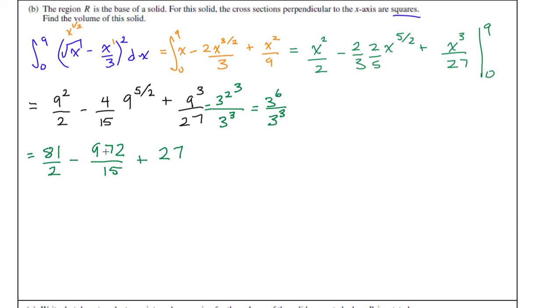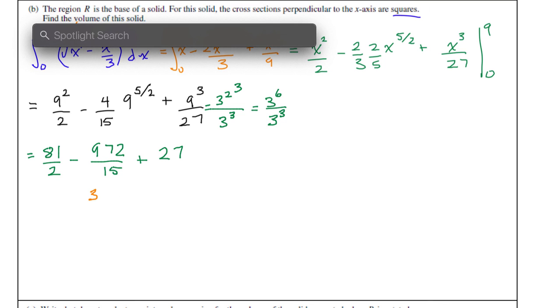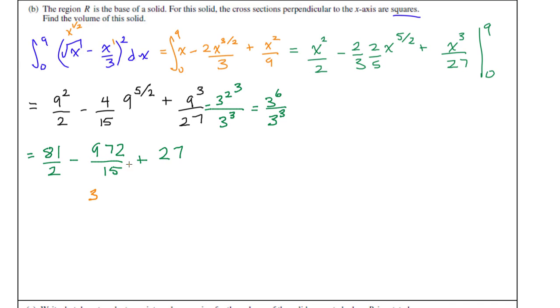I know that this is divisible by 3 on the top, so let's go ahead and divide that by 3. 972 divided by 3, is it 324, I think? Let me check. 72 divided by 3 is indeed 24, so 324 over 5. And I have 81 over 2. I think I need to multiply everything so I have a common denominator of 10. I can check my notes too. Yep, that looks like exactly what I was doing.